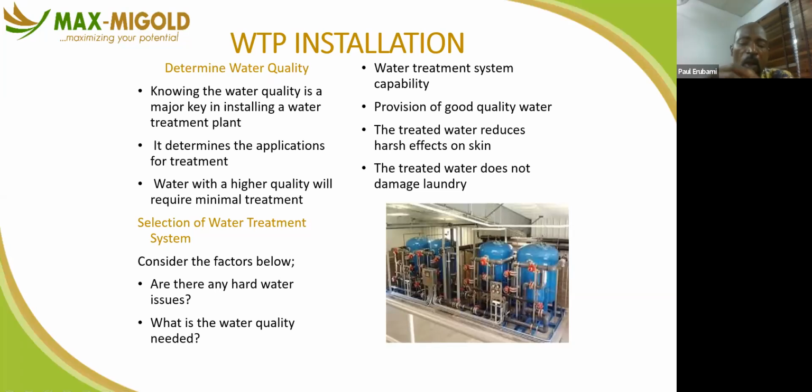What is the quality of water that you need? Do you need the water for sanitary purposes, or for drinking? If it is for sanitary purposes, then you should minimize your treatment. But if the water is required for drinking, then you can go the extra mile. Then there is water treatment system capacity. What capacity do you want? Do you want 1,000 liters production per hour? Do you want a water treatment plant that can at least give you 10,000 liters of water per day?